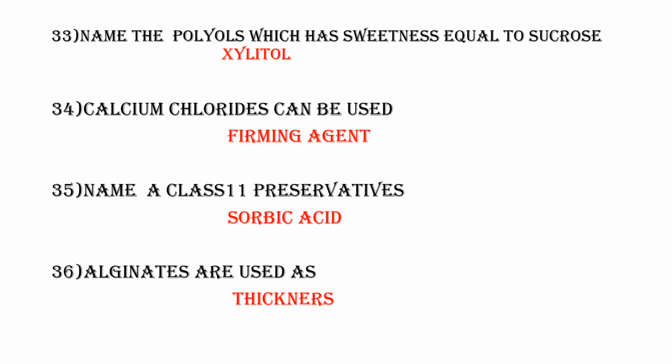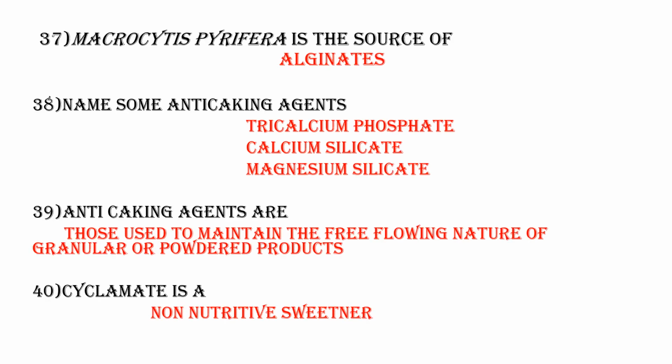36th question. Alginates are used as thickeners. Next question. Macrocystis pyrifera is the source of. So, this is an organism. Macrocystis pyrifera is the source of alginates.